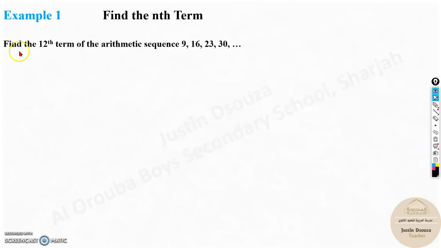Now, here we have a problem where we need to find the 12th term of the arithmetic sequence 9, 16, 23, 30. Over here they have mentioned it's an arithmetic sequence. Just subtract two consecutive numbers. So use the second term, 16, minus the previous term, 9, and you will get the answer: 16 minus 9 is 7. So the common difference d value is 7.